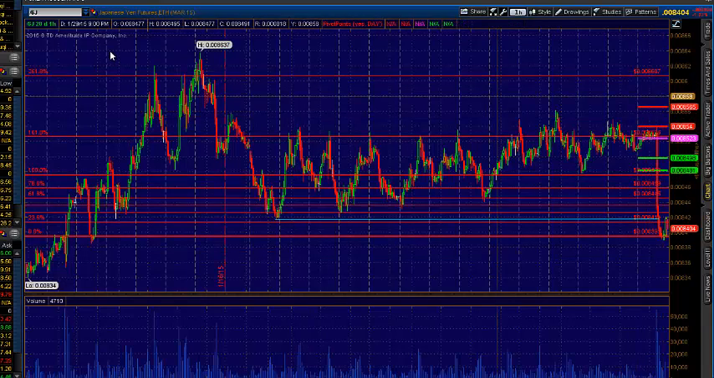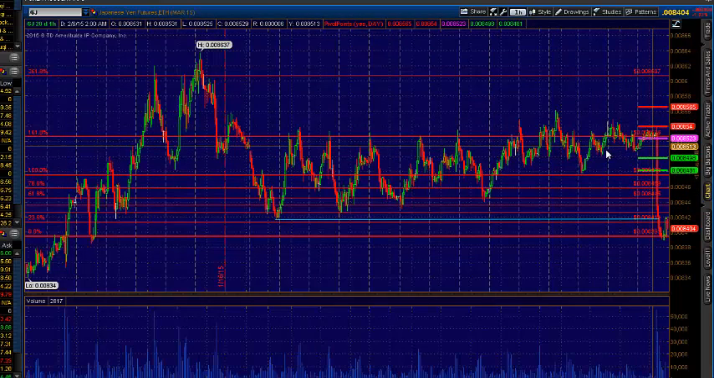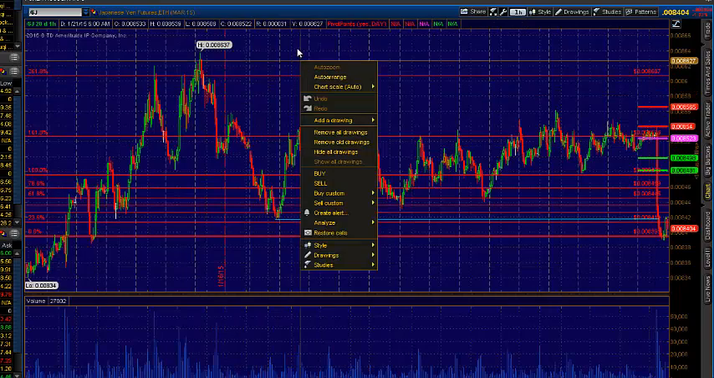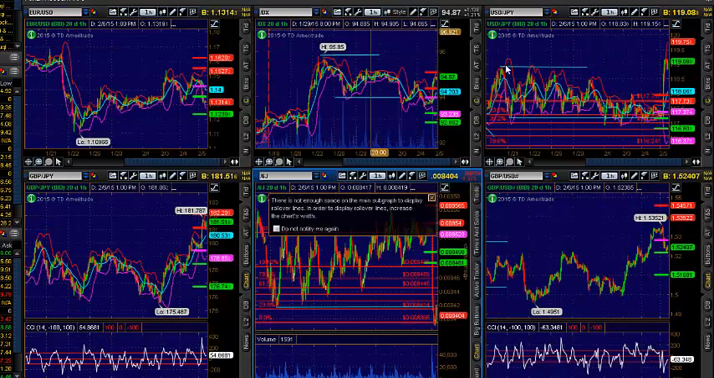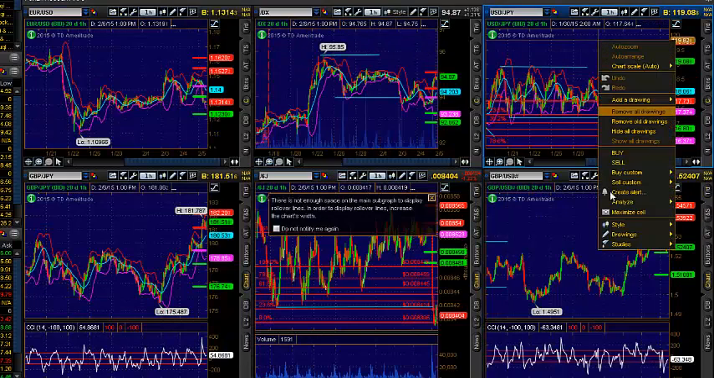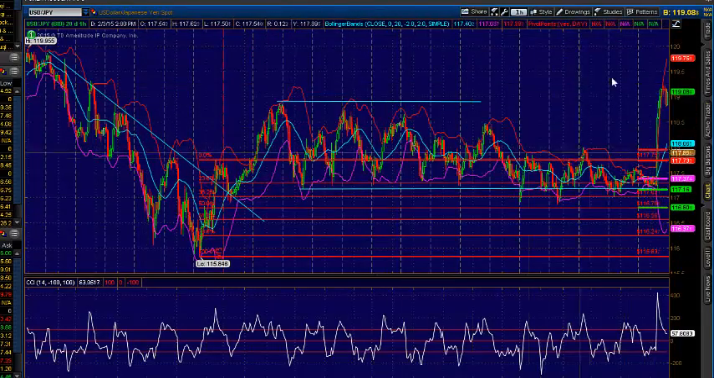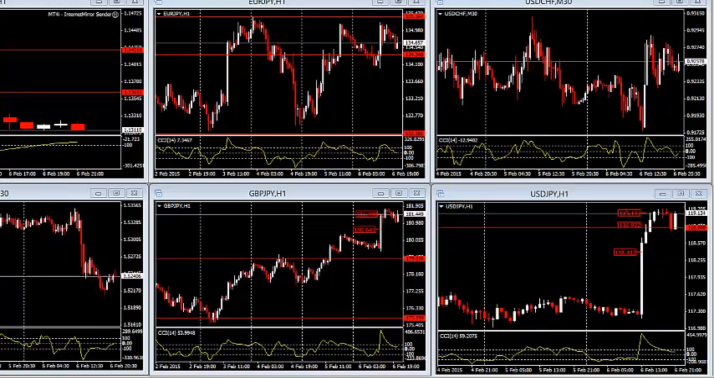Weakness here on the Japanese yen futures chart is obviously yen weakness, and we would see the dollar yen move up, which is over here. This is the dollar yen moving to the upside, so it's dollar strength. Now let's go ahead and take a look at the Metatrader platform.